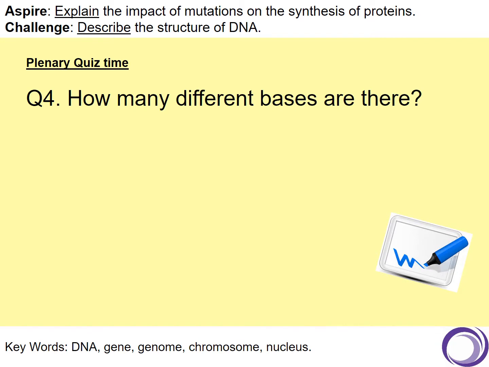Question 4, how many different bases are there? And if you could give me an indication of what they are, that would be great. Okay, so we've got 4 different bases: A and T, C and G. And for those of you who are really on the ball, you might have told me that A always pairs with T and C always pairs with G.